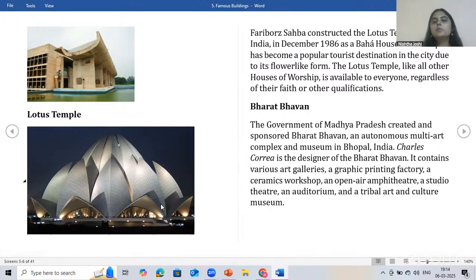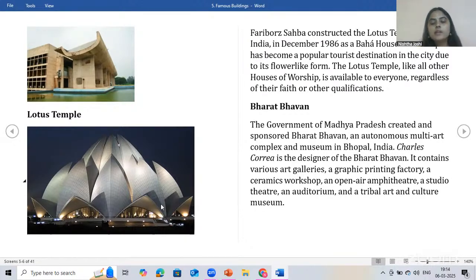The next famous building complex is Bharat Bhavan. Bharat Bhavan is a creation of a very famous Indian architect called Charles Correa. It is a very exemplary building complex made in brick. The government of Madhya Pradesh created and sponsored Bharat Bhavan, an autonomous multi-art complex and museum in Bhopal, which is the capital city of Madhya Pradesh. Charles Correa was the designer of Bharat Bhavan.